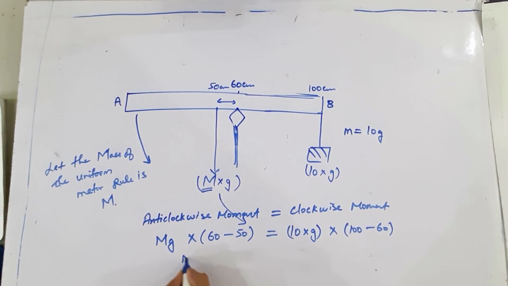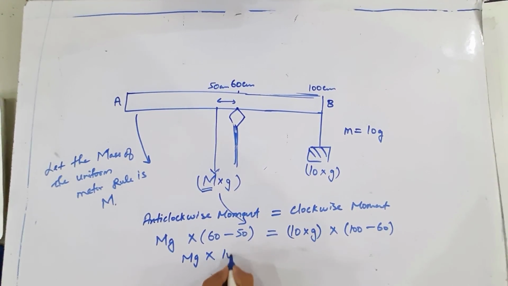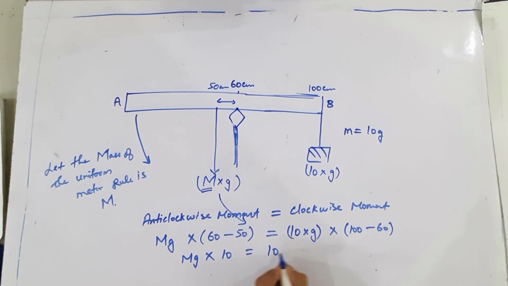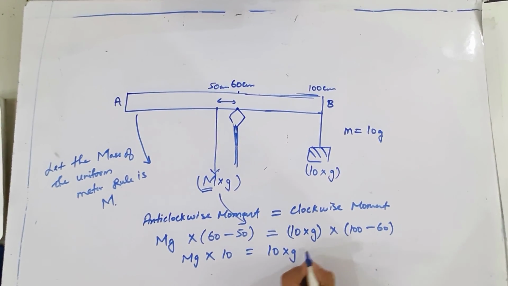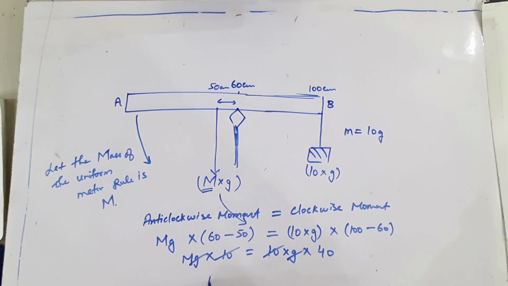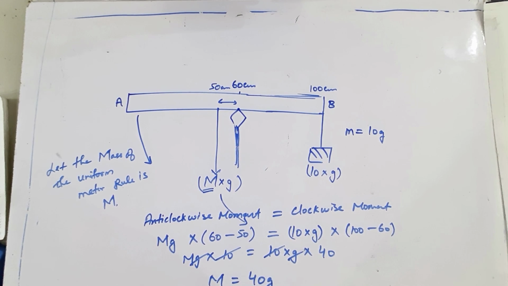So this mg multiplied by 10 will be balanced by 10g multiplied by 40. So 10 will be cancelled, g will be cancelled. So from here we can say that the mass is 40 gram. So the mass of the uniform meter rule is 40 gram. So go through the questions provided. In case of any query, just contact me.